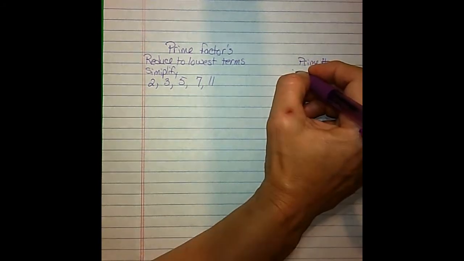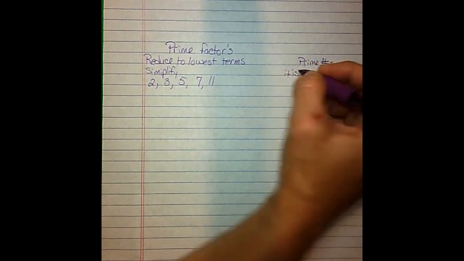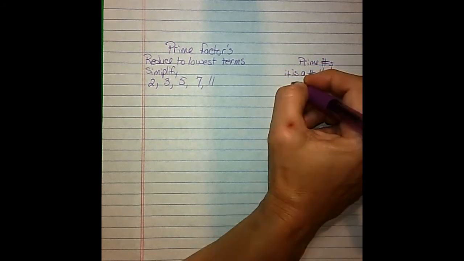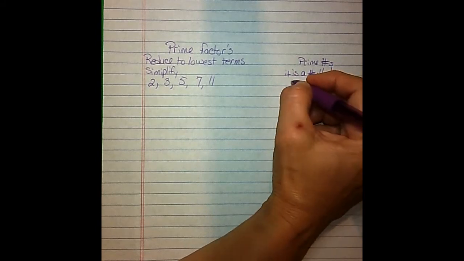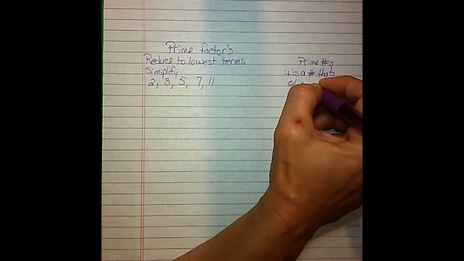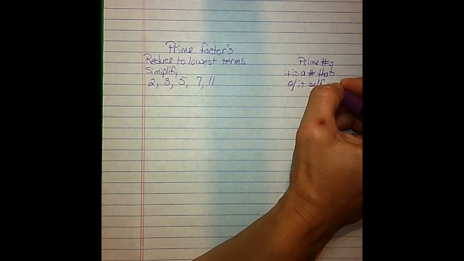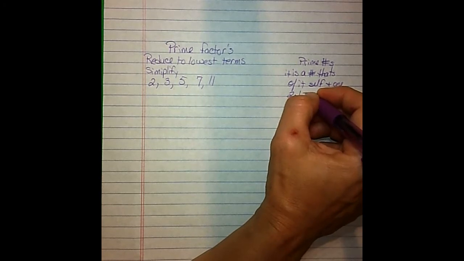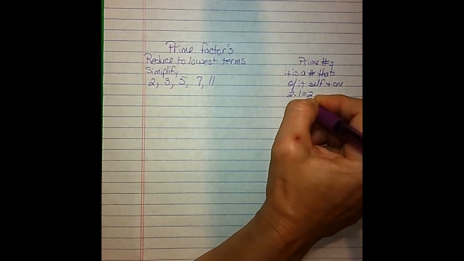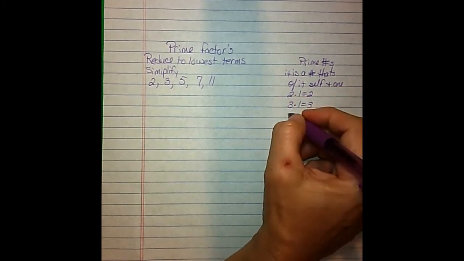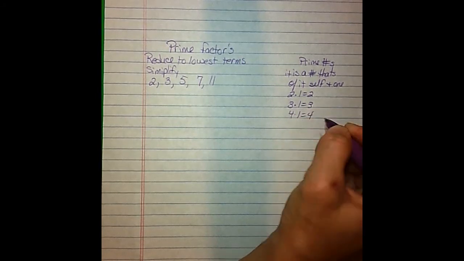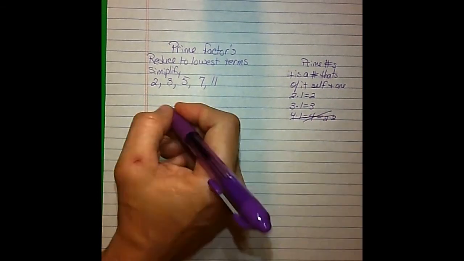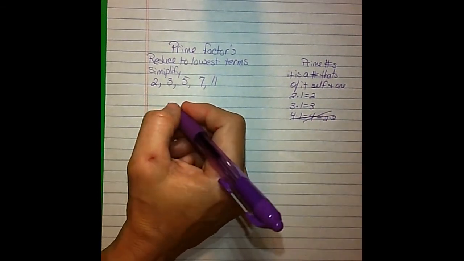It is a number that's divisible by, or a product of, itself and 1. So for example, 2 times 1 is 2. 3 times 1 is 3. 4 times 1, well, it's 4, but it's also 2 times 2, so that is a composite. It's not prime. So this is what we call prime numbers.